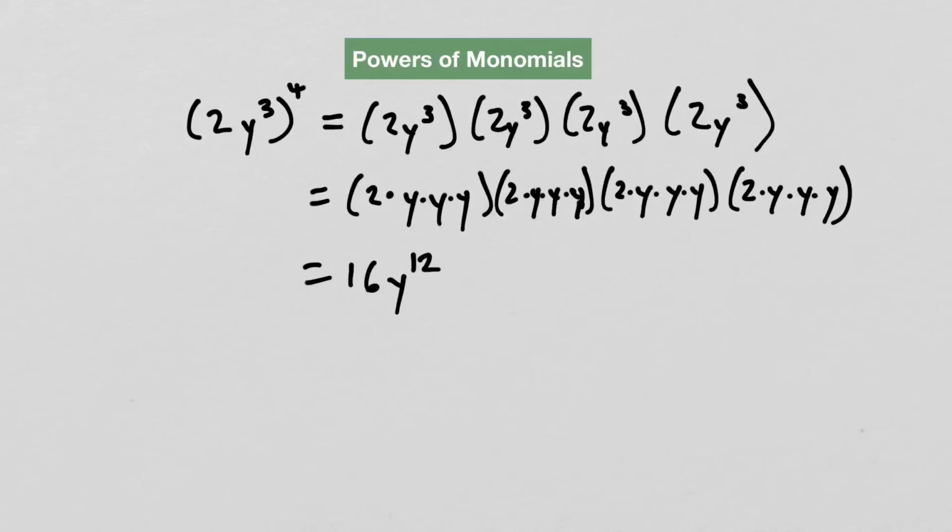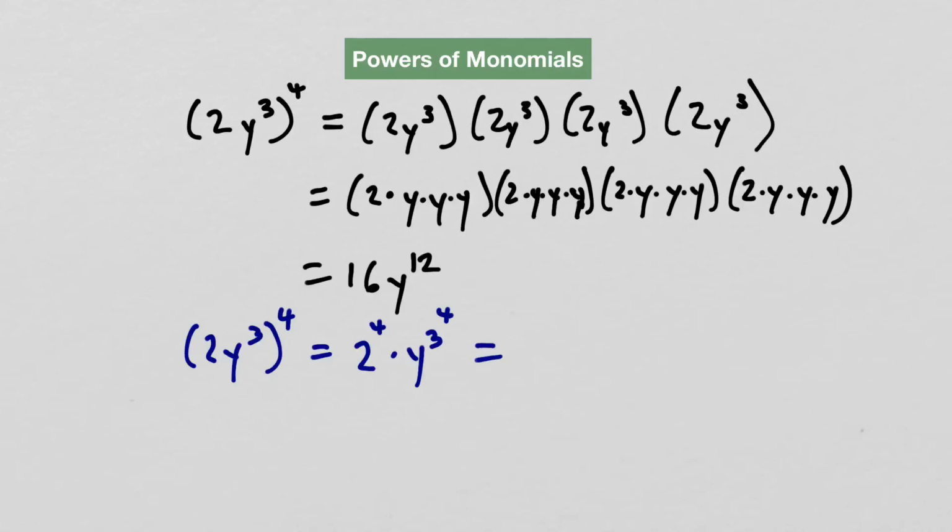So as you get more proficient at this, there's actually a shorter way to get to this answer. Okay, here's what I mean. Let's take a look at the same problem again. 2y cubed to the 4th. Okay, that is the same thing as 2 to the 4th times y to the 3rd to the 4th. Now I know it seems kind of odd because we're raising a power to another power. Okay, but when you do that, you're going to actually multiply those together.